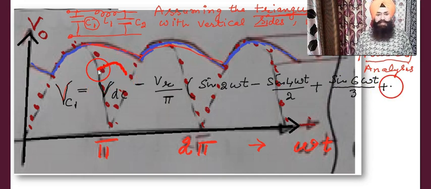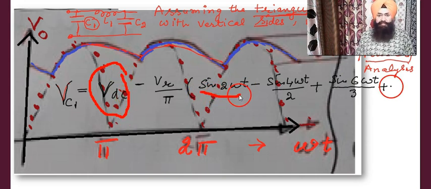Like having some DC part, this is DC, and because this is a sine term, sine means sinusoidal, and what is the frequency? 2 omega. Again sinusoidal, frequency 4 omega. Sinusoidal, frequency 6 omega. Fourier analysis tells us the output contains DC as well as the AC components, AC components of different frequency, 2 omega, 4 omega, 6 omega, and so on.